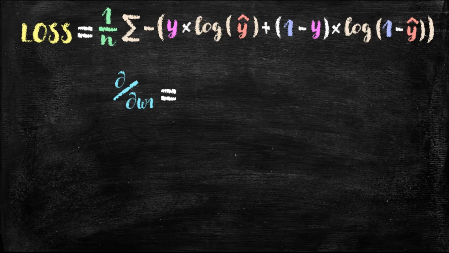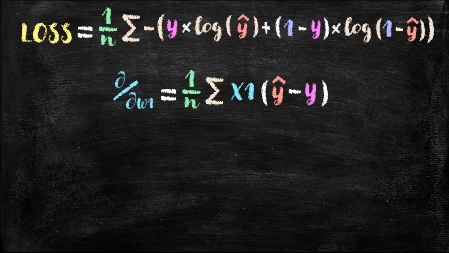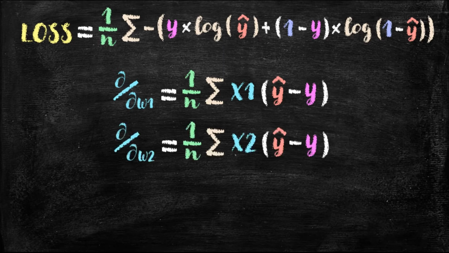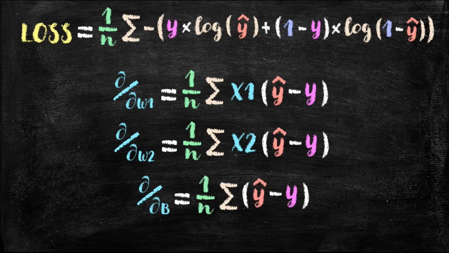Again, I'm going to gloss over this math part, but this is what the derivative with respect to weight 1 will look like. It's basically just taking our x1s and multiplying them by the difference between our predictions and the outputs. Weight 2 is going to look the same, except we're taking the x2, or the second feature. And bias is going to look the same, but we're just going to take the difference between the outputs and the actual predicted values.